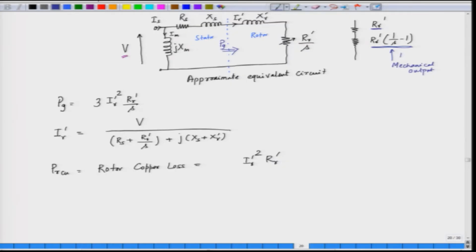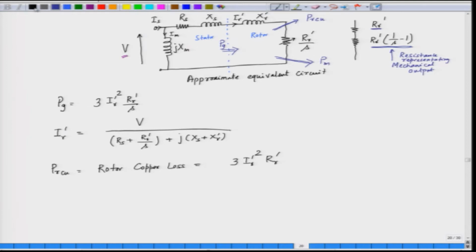So, we can say that this is the resistance representing mechanical output. Now, we have the rotor copper loss, which is I r square R r, and since we have a 3 phase circuit, we can multiply by 3. So, we have in this case the air gap power, and part of this goes as rotor copper loss. So, that is P r C u.